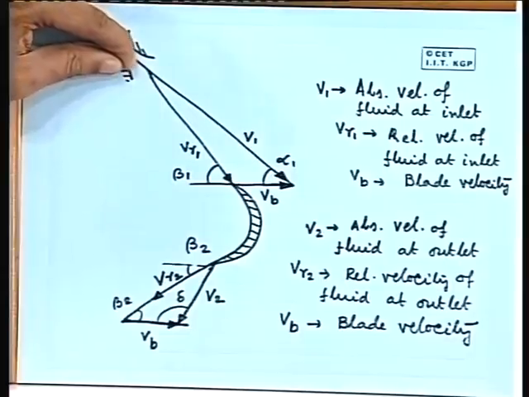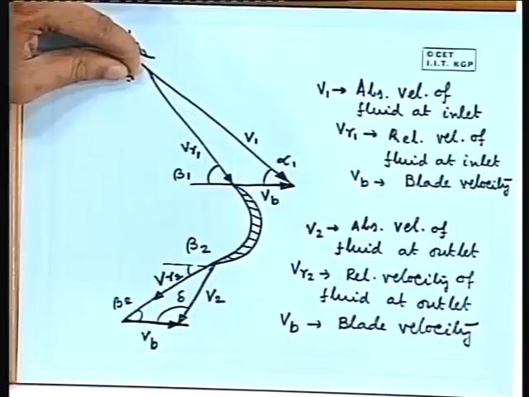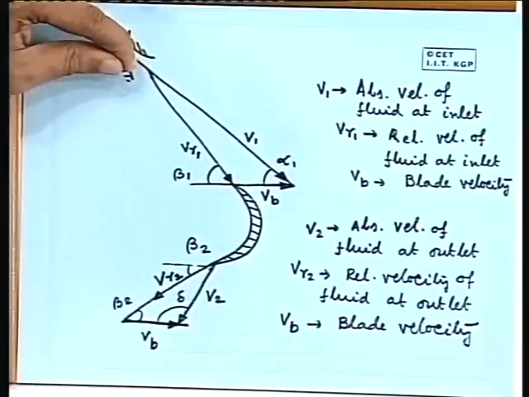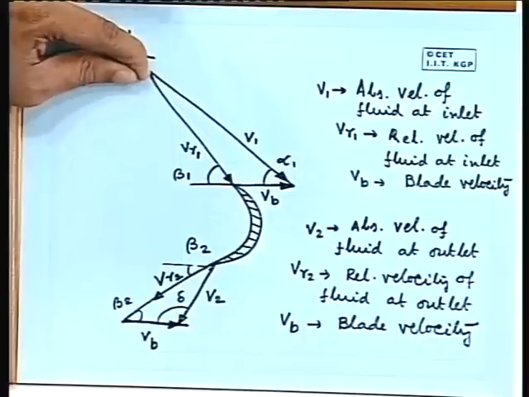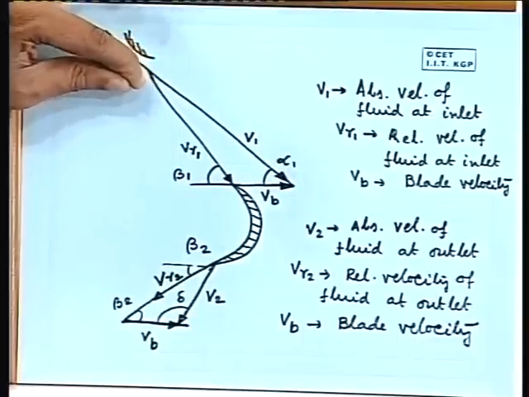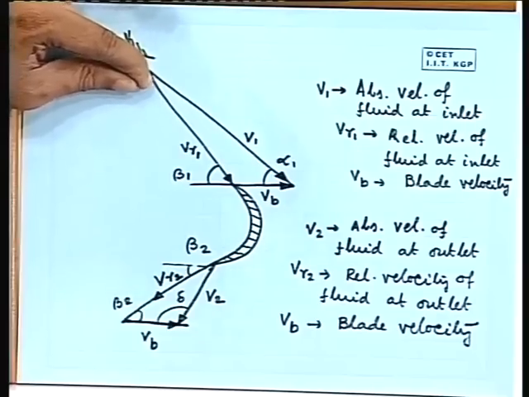And if we have to do some analysis, we have to see how the fluid velocities are changing, what are the different components of fluid velocity, and that is what we have drawn here. So, we have drawn the section of the nozzle. Through the nozzle the fluid is coming with some velocity, as the nozzle is fixed. The velocity with which the fluid is coming out of the nozzle is the absolute velocity of the fluid at the inlet.